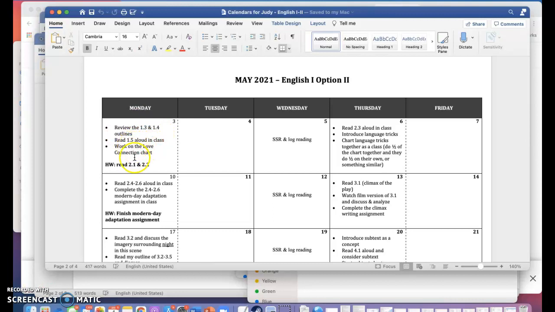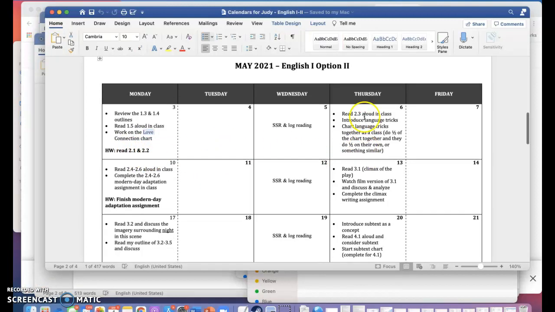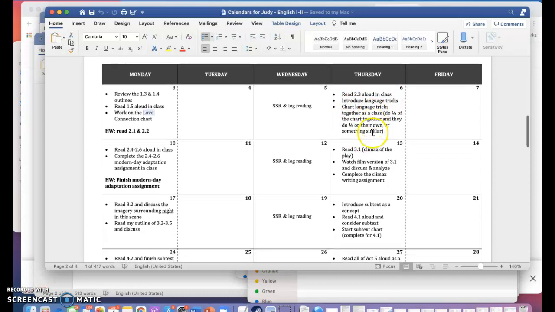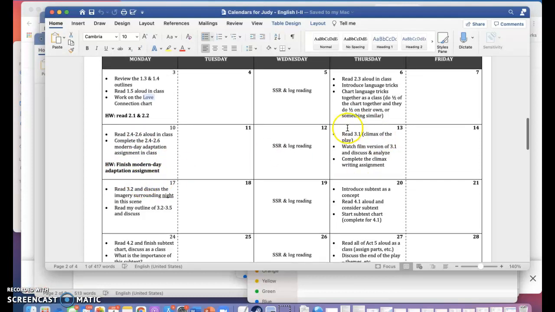You'll do Act 2 in class. You'll do this love connection chart. That's in the folder. They're reading 2.1 and 2.2 for homework. Then they're reading to Act 2, Scene 3, and you talk about language tricks here. Then they'll do Scenes 4 through 6. They're going to do a modern day adaptation assignment here.